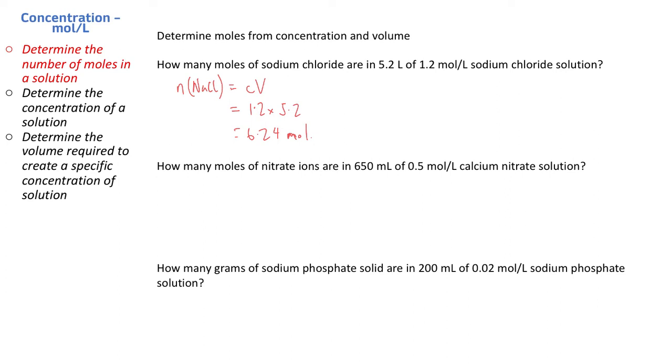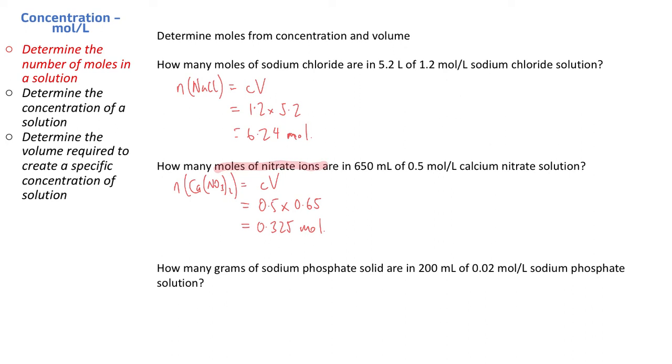Next, how many moles of nitrate ions are there in 650 mL of 0.5 mole per liter calcium nitrate? So we are looking for, first of all, we can get the number of moles of calcium nitrate, okay, which will be equal to CV again. So that's going to be C is 0.5 times 0.65, because we need this in liters. Okay, so 650 mL in liters, and that'll be 0.5 times 0.65, 0.325 mole.